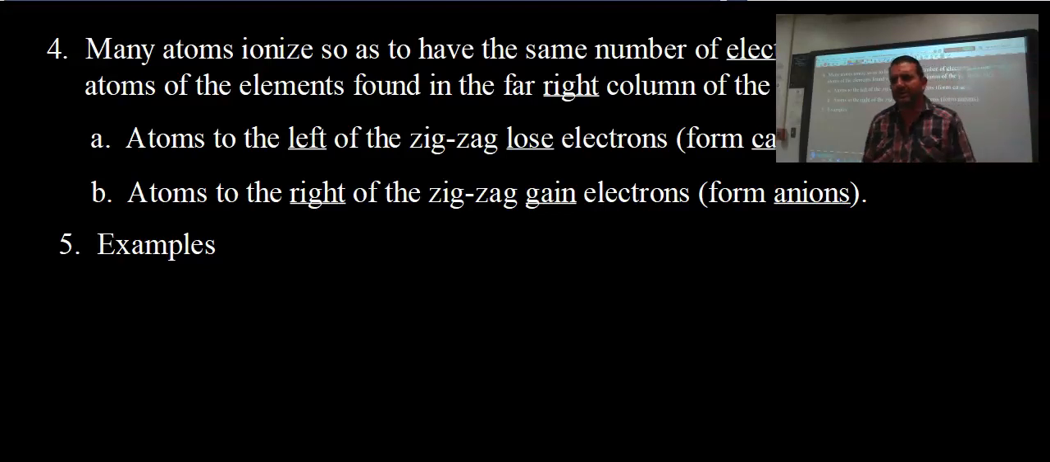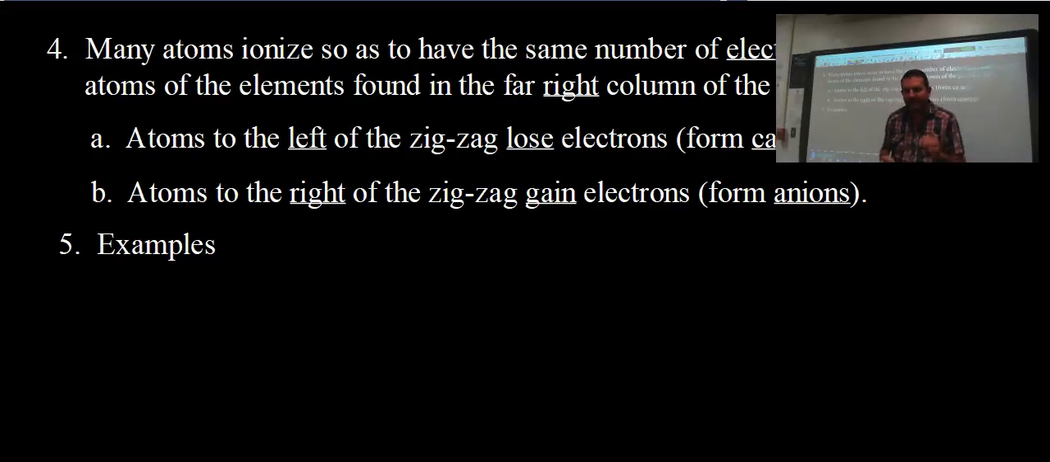Now, what is so special about the noble gases? Why are they so noble? Well, the noble gases are special because they are what we call stable. They don't want to gain electrons. They don't want to lose electrons. They're happy with what they have. And so that is why the noble gases are inert for the most part, meaning they don't undergo chemical reactions because they already have a stable arrangement of electrons.